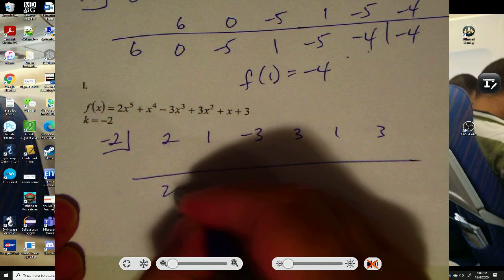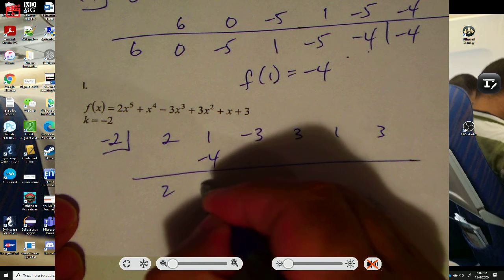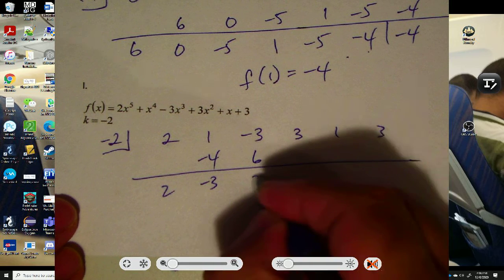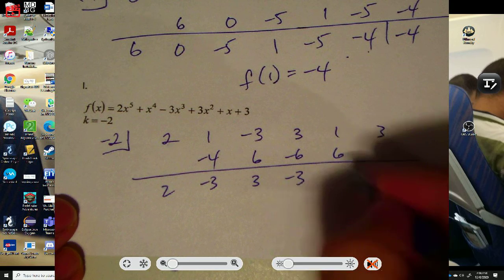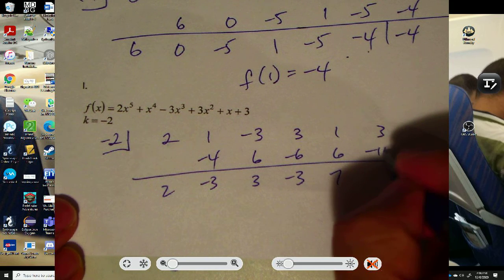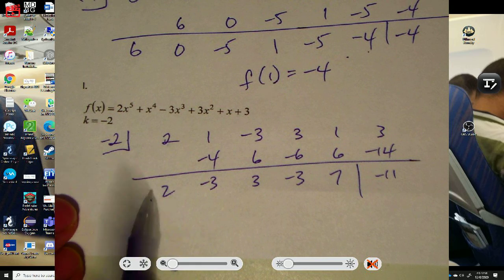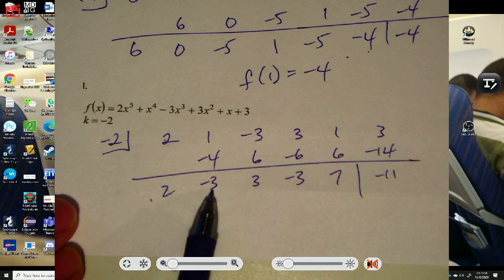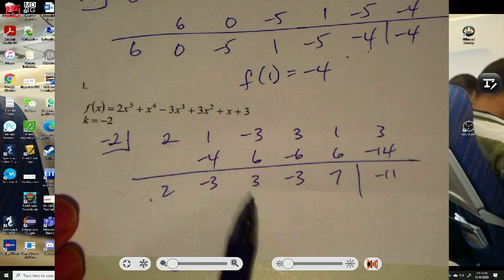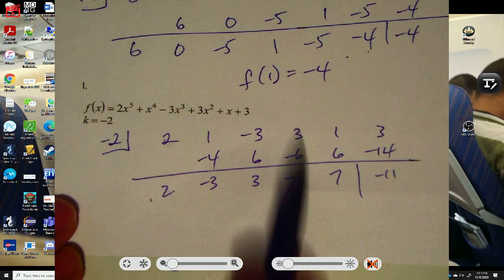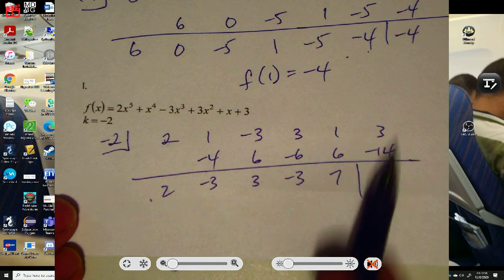Bring down the 2. Negative 2 times 2 is negative 4. Negative 3. 6. 3. Negative 6. Negative 3. 6. 7. Negative 14. Negative 11. Double checking. 2. 2 times negative 2 is negative 4. Negative 3. Negative 2 times negative 3, 6. Positive 3. 3 times negative 2 is negative 6. Negative 3. Positive 6. 7 times negative 2, negative 14.